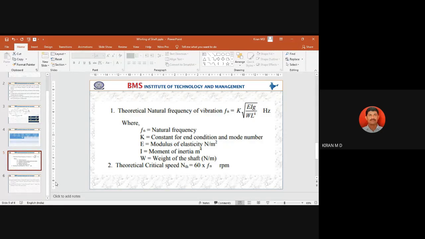I will give the code also. You go and join the Google Classroom. Then you should calculate and upload the results, tabular column and calculation photo to the Google Classroom. Then only you will get the attendance. Otherwise, you won't get the attendance. Okay. So now I will put the video.